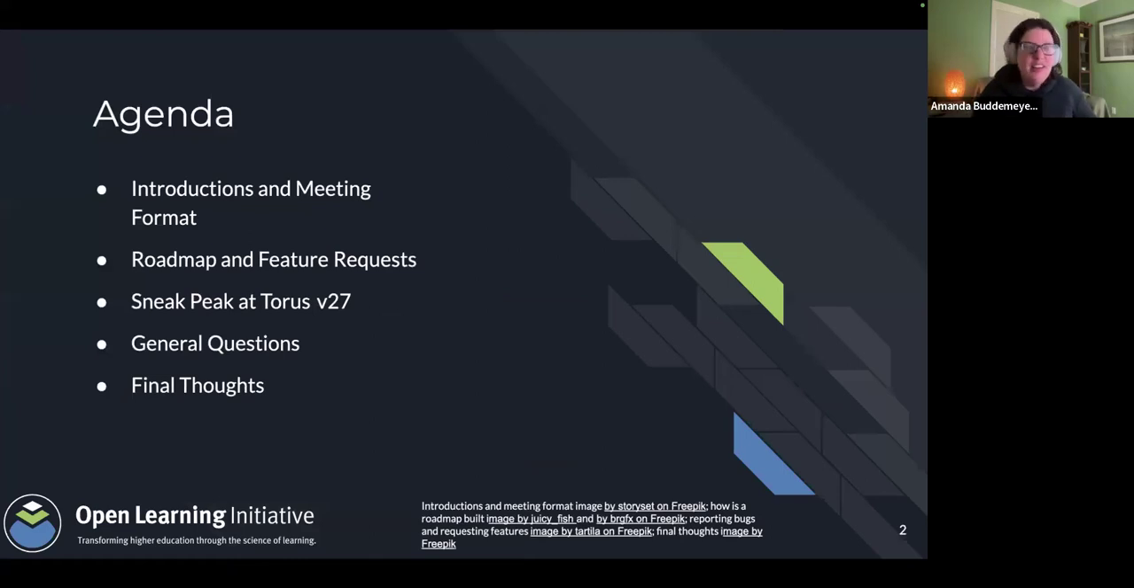So hopping into the agenda, before I go down the agenda, I do want to point out on the bottom here, I have done attributions for all of the images I took from FreePic. So thank you, FreePic, for images. We're going to do some introductions for the Torus product team, who are all new since the last time we had a Torus community meeting, including me.